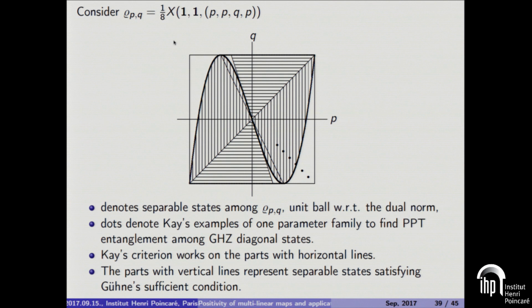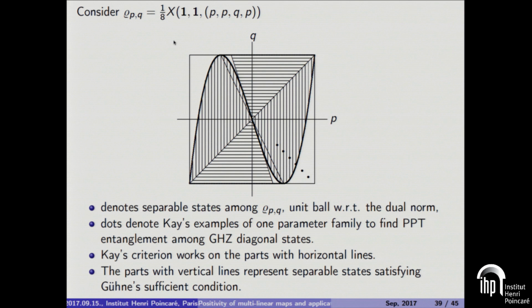And this is the shape of the unit ball of the norm when the entries are given by p, q, r, s. So the unit ball looks very curious. Anyway, this is the characterization of the separability of the GHZ diagonal states. Some parts are already known as characterizations, and some parts are already known as sufficient conditions, like here.